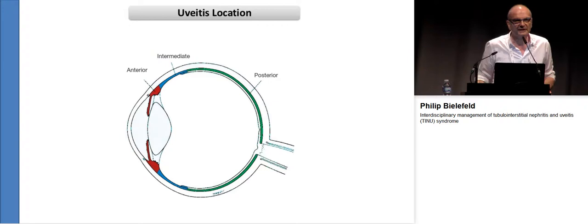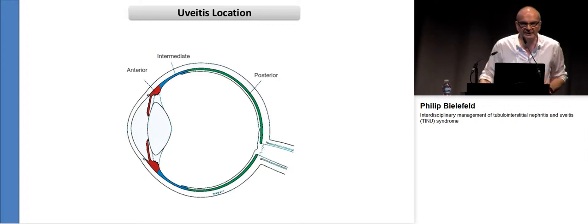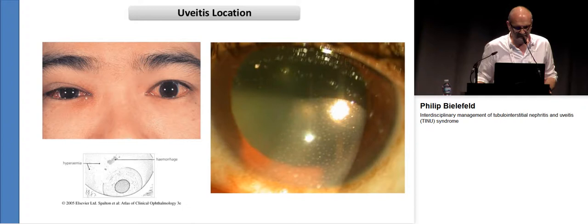And you will see that there are anterior forms of uveitis which are situated just before the lens and which are the ones we see mostly in TINU syndromes. There are intermediate uveitis, which concerns the vitreous body, and posterior uveitis, which concerns retina, choroid, and sometimes the optic nerve. A few examples. This young fellow on the left with tearing eyes does not have uveitis.